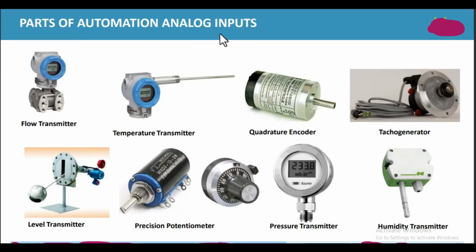Parts of automation, analog inputs. Analog inputs consist of flow transmitter, temperature transmitter, quadrature encoder, tacho generator, level transmitter, precision potentiometer, pressure transmitter, humidity transmitter. All these are the analog input devices.